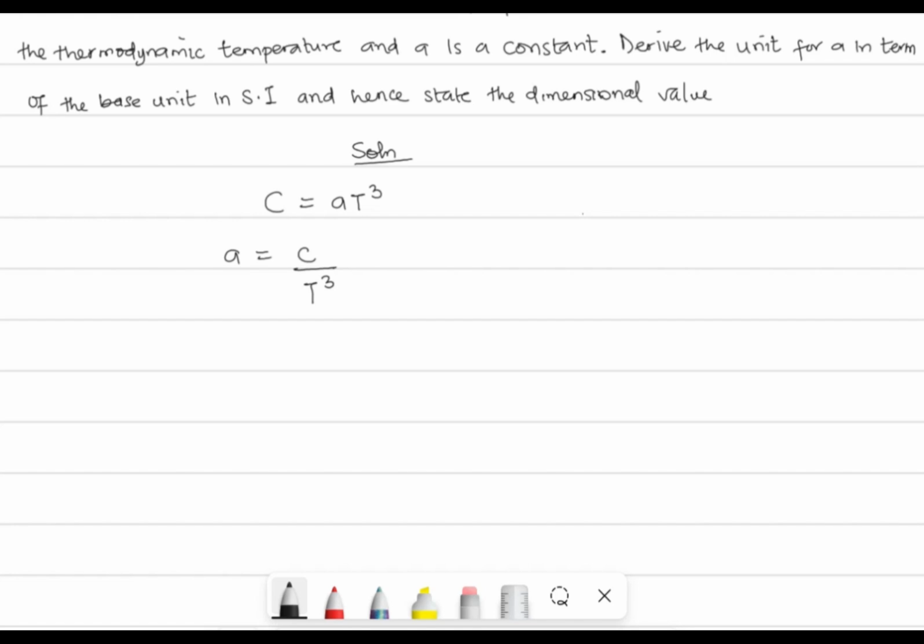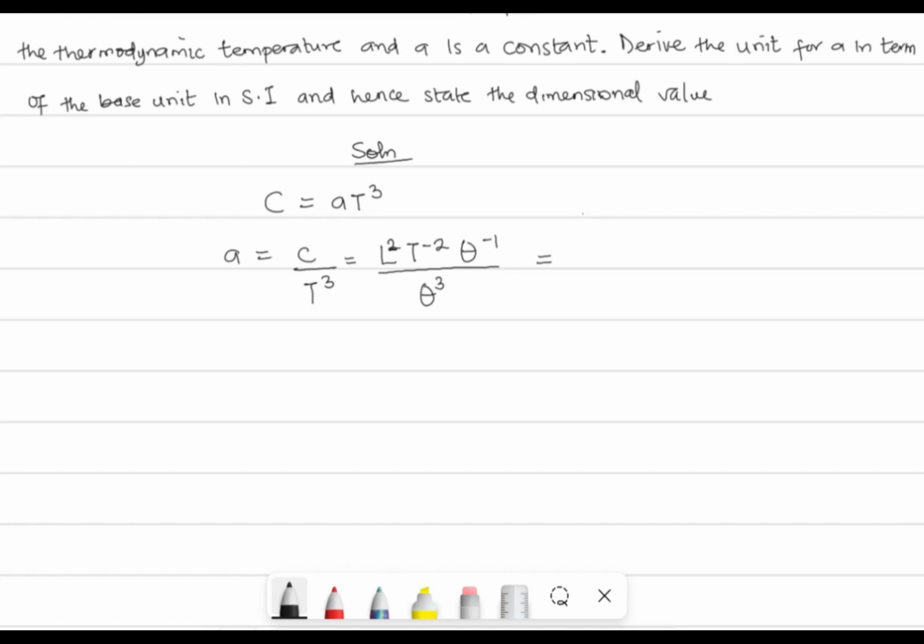Very simple. But remember again, what is C? C from the question is specific heat capacity. Now, what is the dimension for specific heat capacity? It is given as L^2 T^-2 theta raised to power minus 1, all over. Now, we have T here. We are told that T is temperature, and that's theta, then raised to power 3.